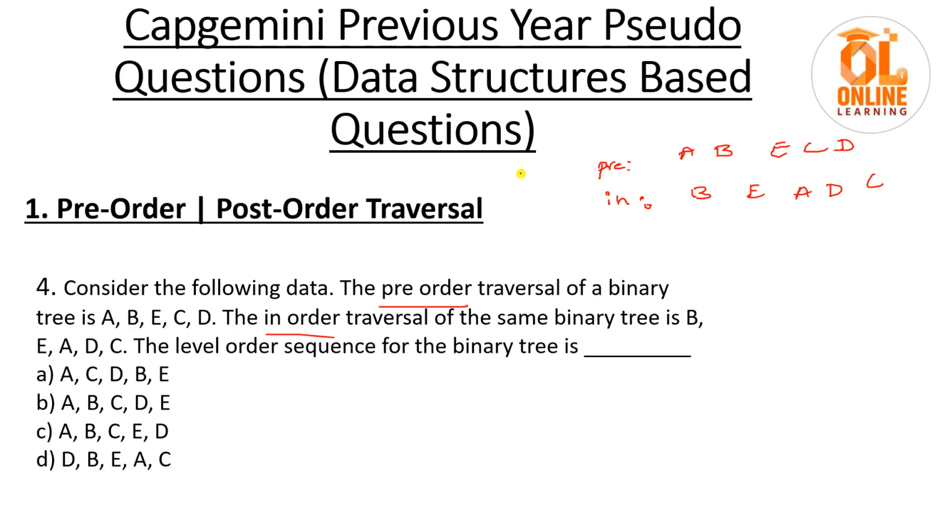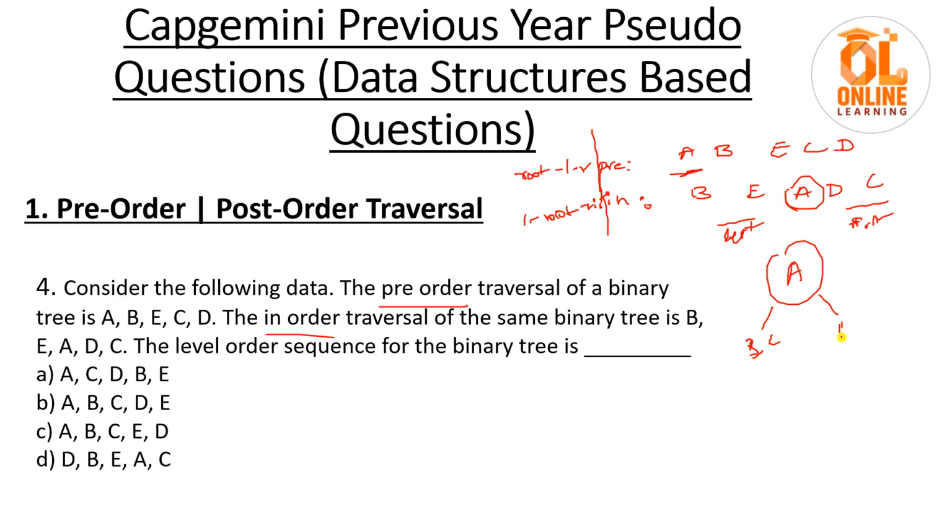Fine. And you know that pre-order means root, left, right. In-order means left, root, right. So root, left, right means A will be the primary root for the complete tree. In the in-order, left, root, right means the root is in the middle, so A is in the middle. This part will be the left subtree for A, and this will be the right subtree for A. So this will be B, E, and this will be D, C.